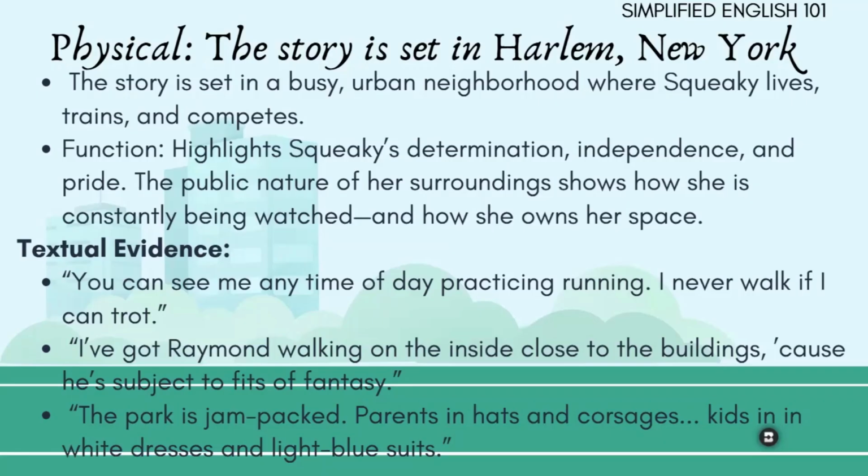The question now is, why is this physical setting important? What does it add? This physical setting allows us to see how public Squeaky's life is, her boldness, her independence, and the way she navigates a world that is constantly watching. The gritty street, the buildings, her toughness, the formal race spaces, it forces her to evolve and reflect.